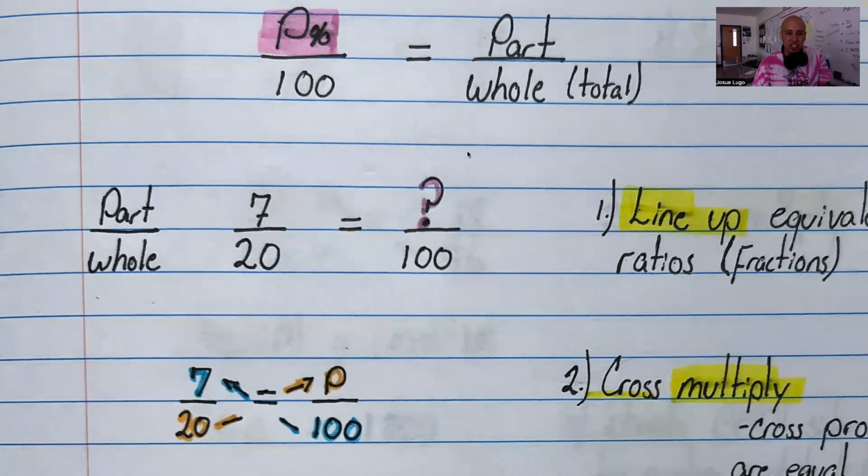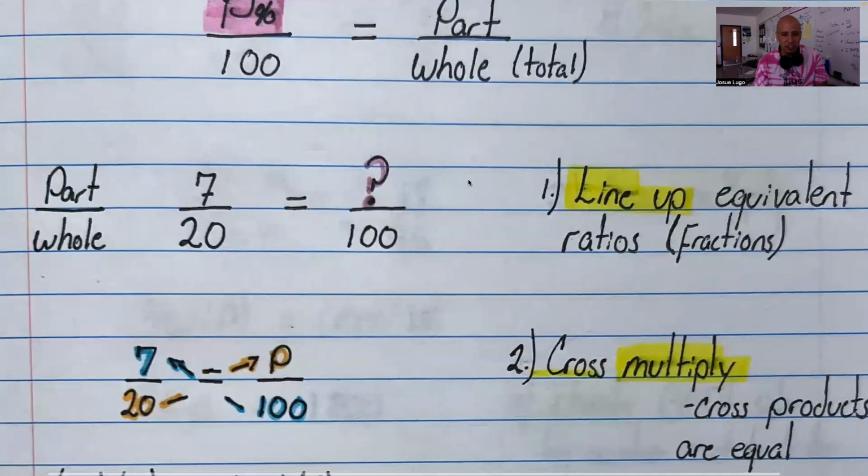And so that actually takes us to our step number 1. Ladies and gentlemen, regardless of which method you decide to use to solve these kinds of problems, you always want to make sure that you line up the equivalent ratios. Okay, so we have a part over a whole is equal to something over 100 because we're looking for the percentage. Now, observe how you can already solve this problem by simply using what we call scale factors.